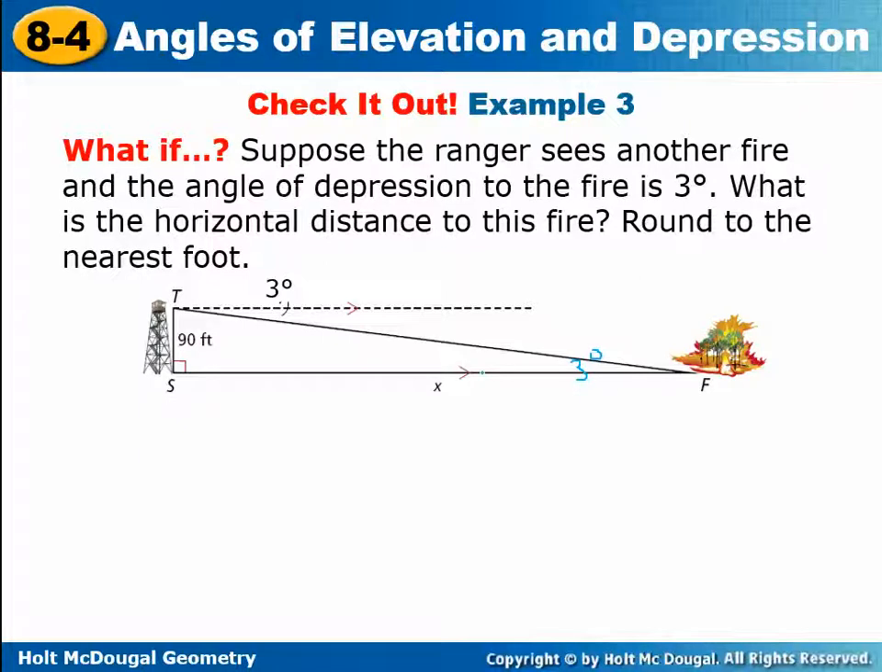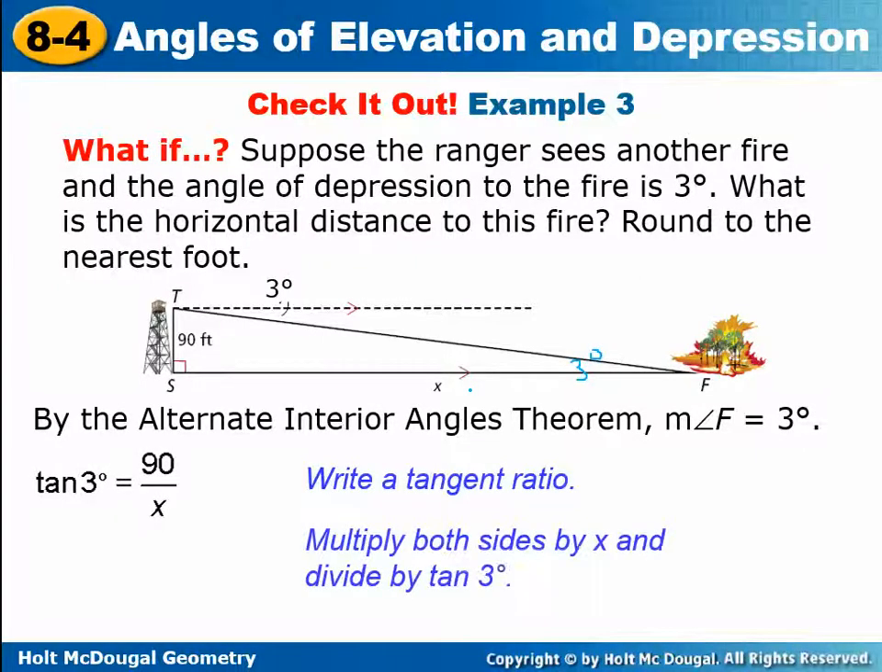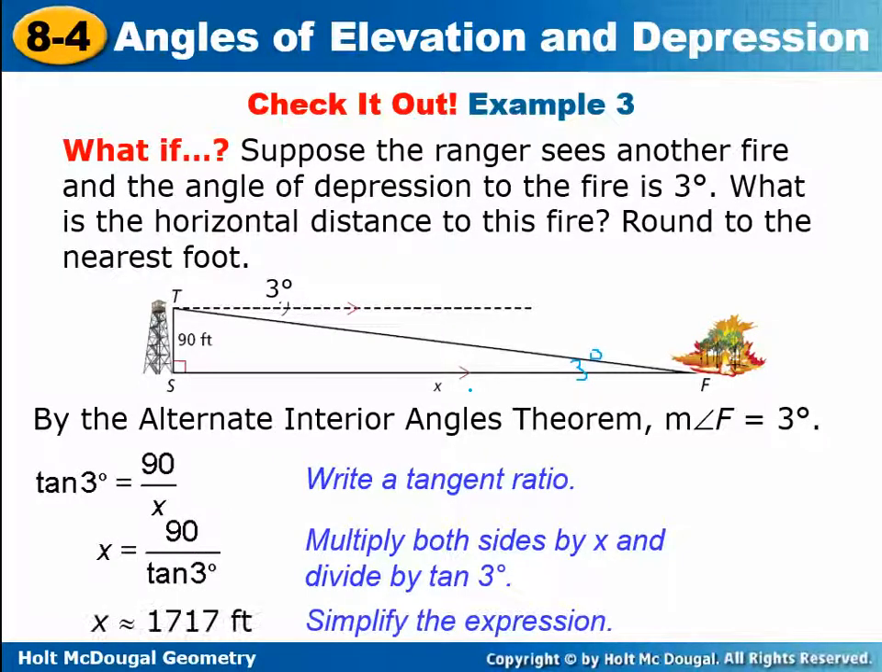He needs to know how far it is to the fire. So he can do that using this angle of depression. It's once again going to be tangent. This time, though, it's 90 over x. And then you multiply both sides by x, and then divide by the tangent of 3, and then just simplify in your calculator. So it's approximately 1,717 feet to the fire. So this would have, you know, very good applications. Somebody would be able to use this in order to find out information that would be helpful.